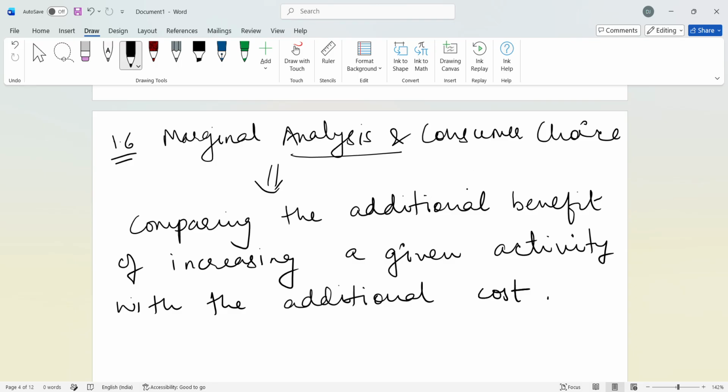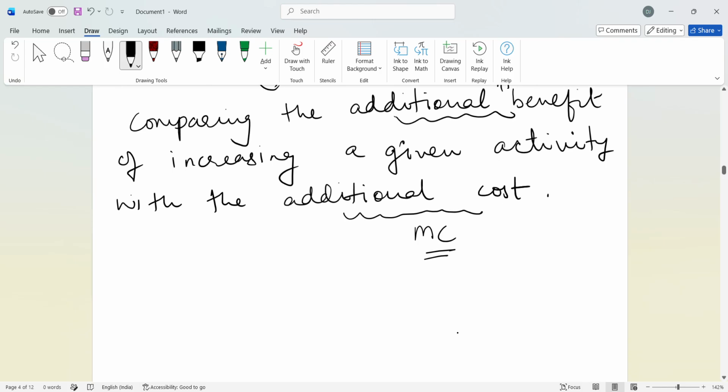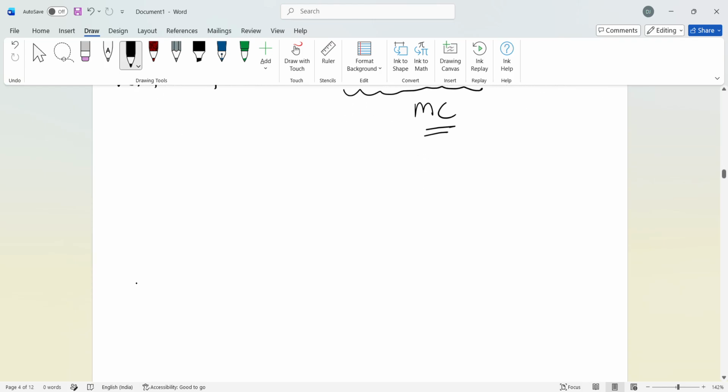Now one more additional benefit is termed your marginal benefit. So instead of total benefit, we come to the marginal benefit. One more additional cost that we incur by consuming one more additional unit of a commodity or a service, we call marginal cost. So basically, we compare the marginal benefit and the marginal cost.